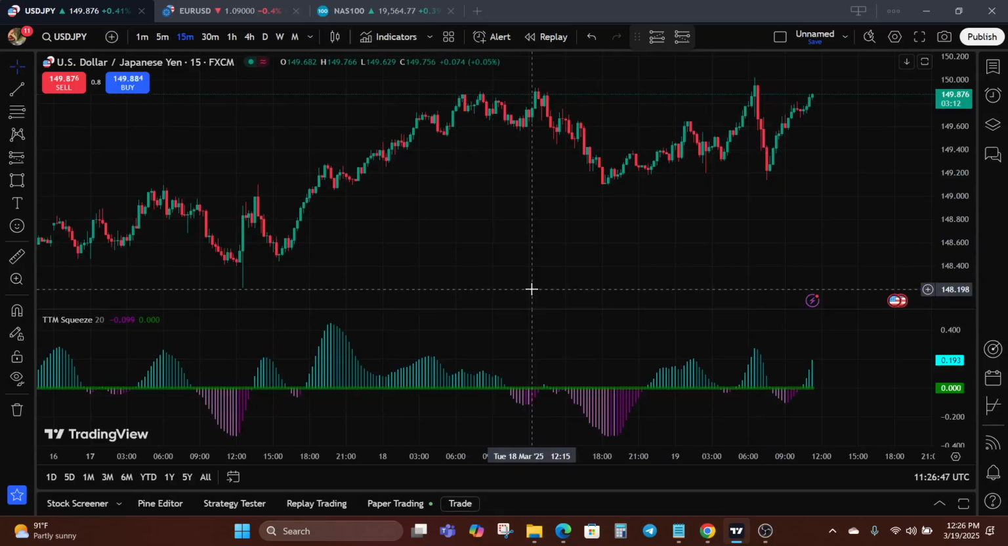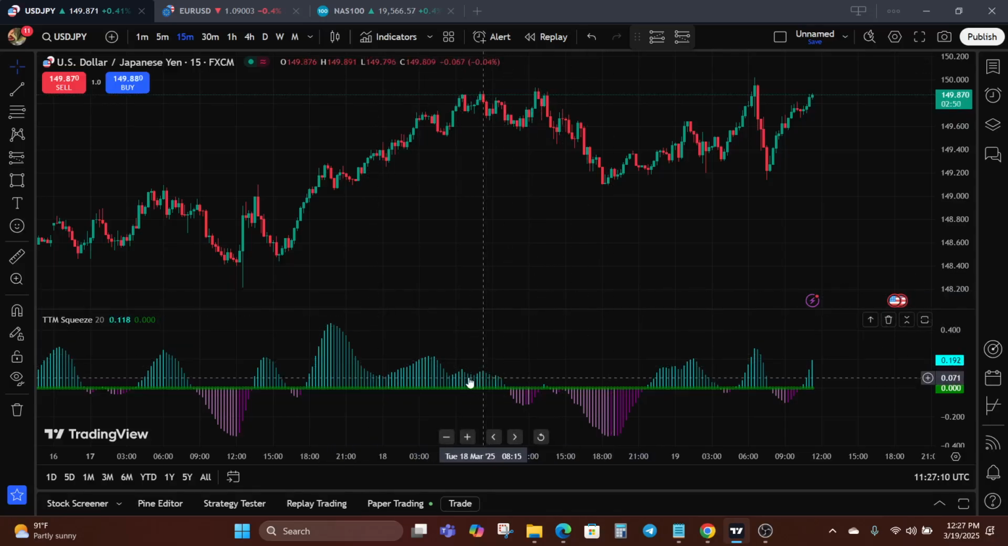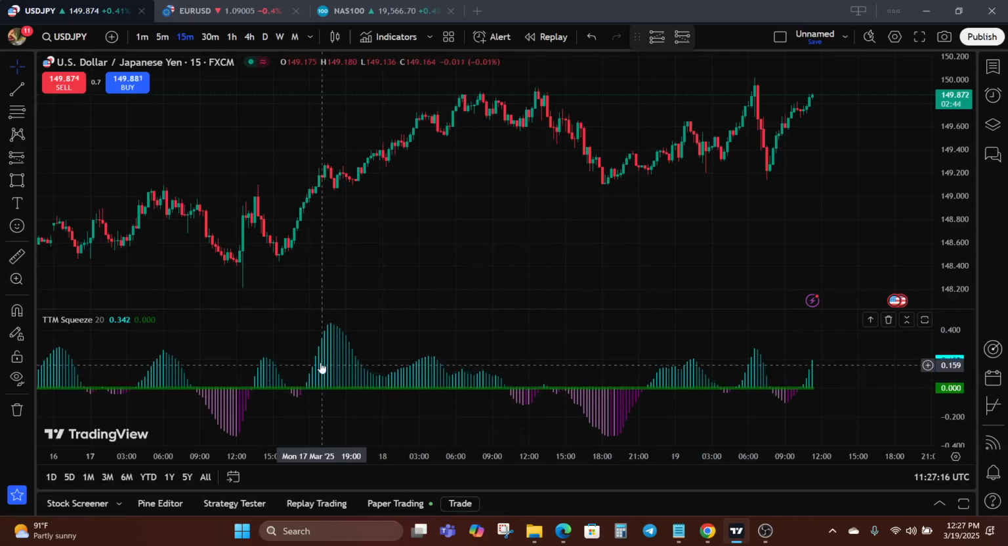So the TTM squeeze indicator can also help you identify the prevailing momentum in the market. This indicator provides momentum shifts and trend continuation signals. When the histogram bars are above the zero level, it shows that there is bullish momentum. And when the histogram bars are increasing in length, it shows even stronger momentum at that time, right? You can see what happened here.